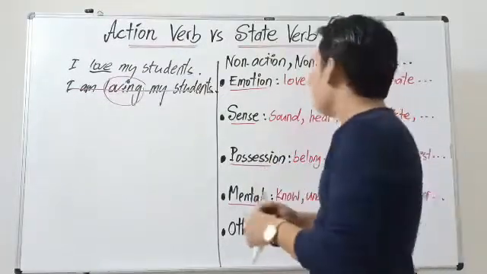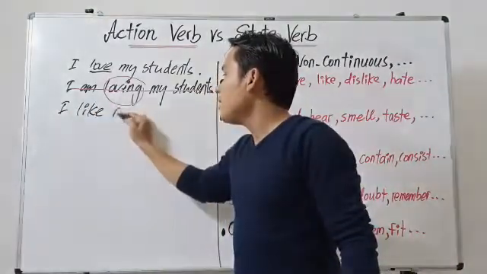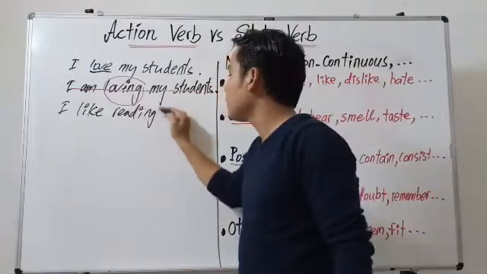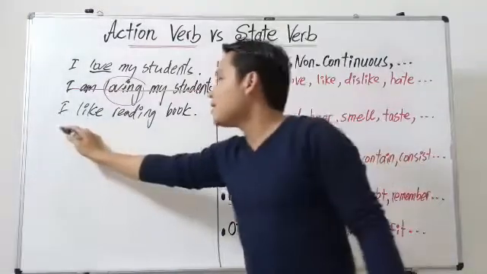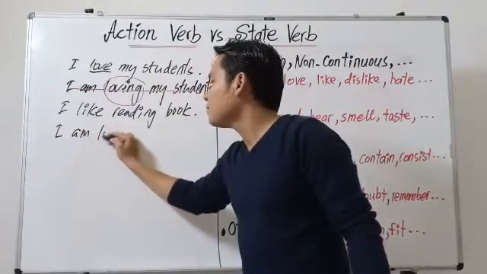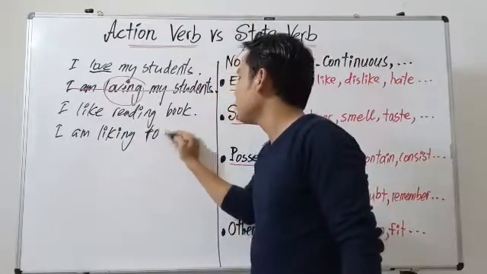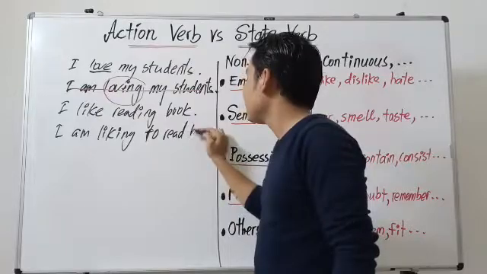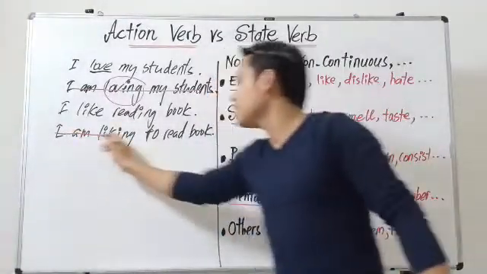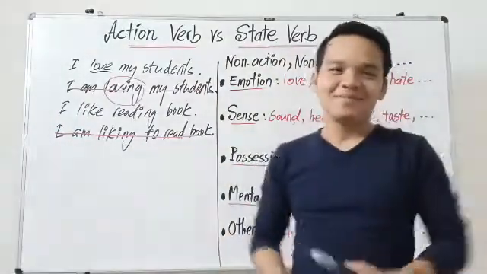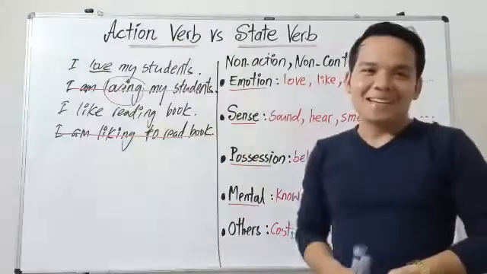Okay, we can say I like reading books. I like reading books. But we cannot say I am liking to read books. Okay, we cannot say this. It is wrong. Very easy to recognize, everyone.